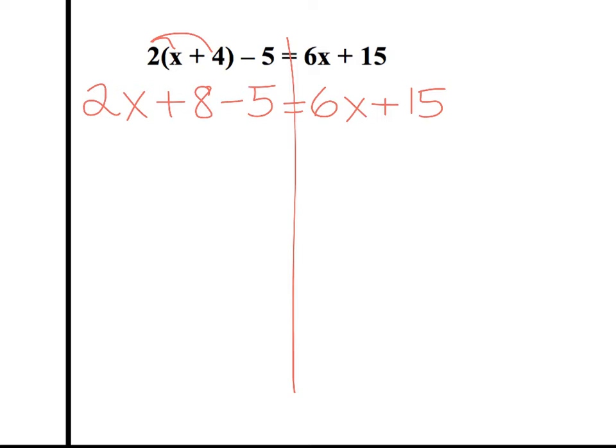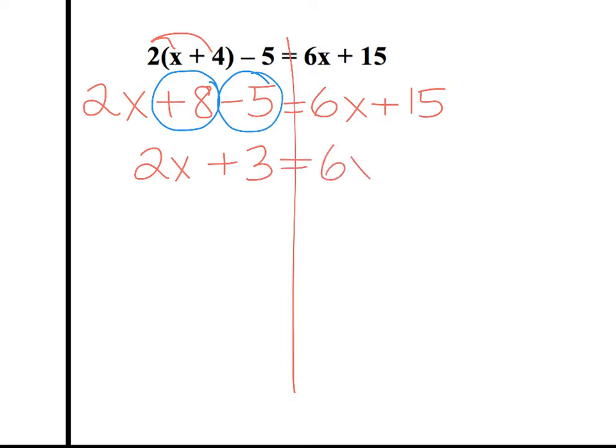Now, can we combine like terms? Yes. Left or right? Left. The positive 8 and the negative 5, because they're on the same side. So 2x, 8 minus 5 is just 3. And I'm going to rewrite the right-hand side. Do one step at a time.